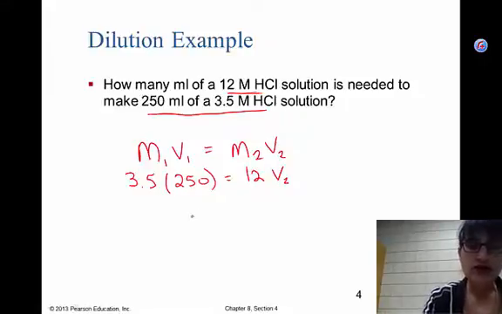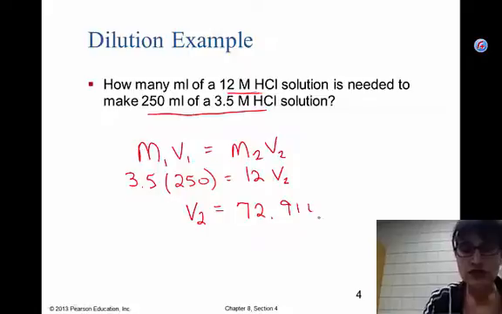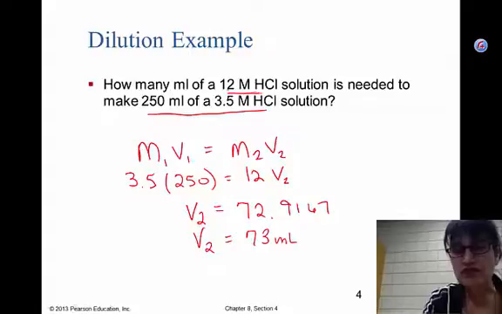Okay, and when I do that, I found that my volume is going to be 72.9167. I'm going to need 2 significant figures because that's the least number, which would be 73 milliliters. So it means I'm going to take 73 milliliters of my concentrated solution, then I'm going to add water to that until I have a total of 250 milliliters.